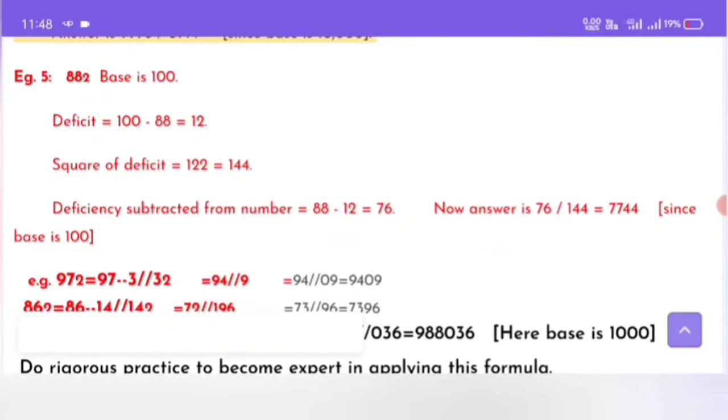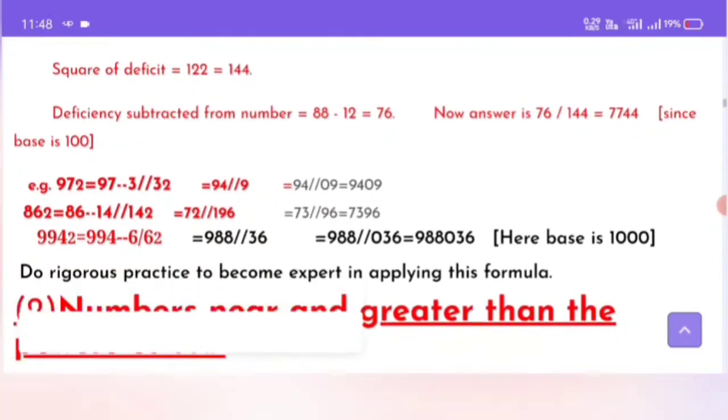88 square. Here the base is 100 and the deficit will be 100 minus 88, which is equal to 12. The square of 12 is equal to 144, and the deficiency subtracted from the number is 88 minus 12, which is equal to 76. Now the answer becomes 76 slash 144. Since the base is 100 and it contains 2 zeros only, the deficit square can have no more than 2 places. So of 144, 44 remains on the right hand side and 1 will be carried over to the left hand side. So the answer will become 7744. Mark this point, the carried over point.